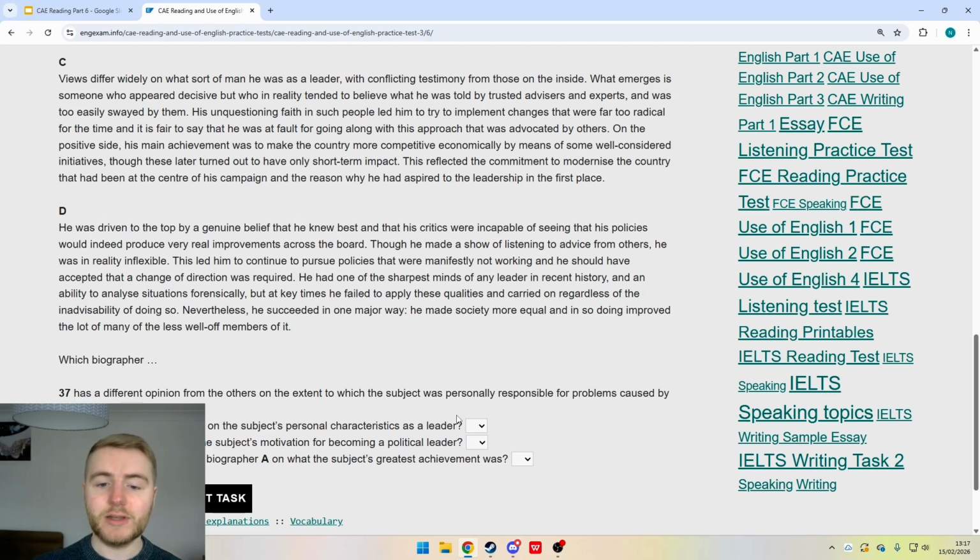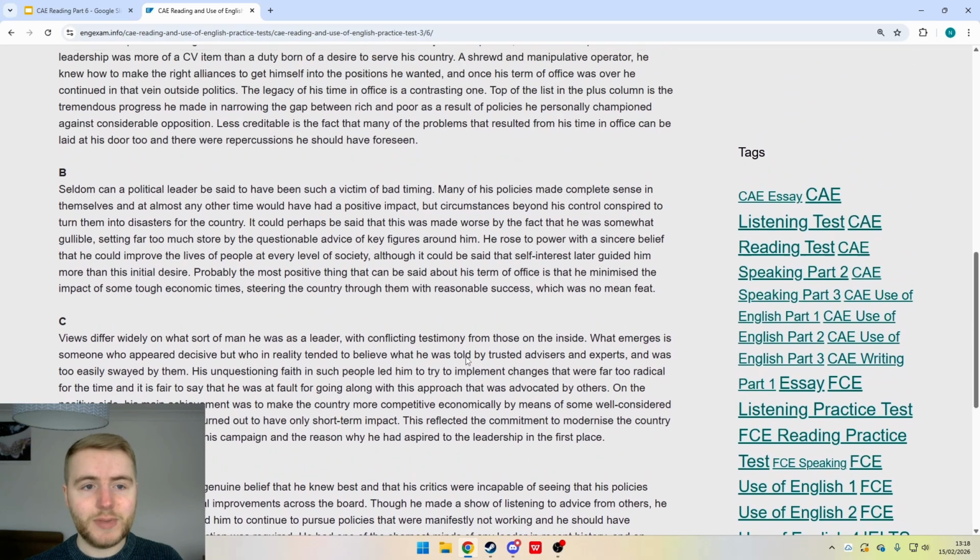So, I'm going to read it slowly and highlight the key words. Okay, the extent, that means how much, the distance something happened or the amount something happened. To which the subject, okay, that must be the person it's talking about, was personally responsible for problems caused by his policies. Now, we've got our key words. Pay attention. We're focusing on the problems from his policies. How much was he personally responsible for them? Okay, we're not focused on the good things, not about the great things his policies did, but only about the problems. Now, I'm going to scan the text looking for any possible words like responsible, problems, bad things, negative, consequences, anything that could be connected to the ideas.